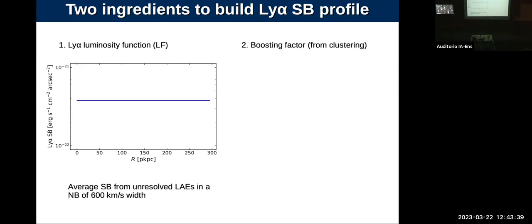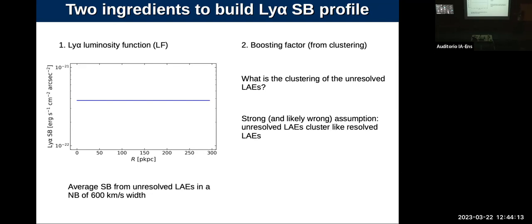Now, the second ingredient is something that I call the boosting factor. The boosting factor tells you how much the spatial distribution of those unresolved sources is going to enhance or boost this average surface brightness that I computed from the luminosity function only. In order to calculate this boosting factor, I need to know the clustering of those unresolved sources. But since we do not detect those sources, I cannot directly measure the clustering of these undetected Lyman-alpha emitters. And therefore, I need to make some assumptions.